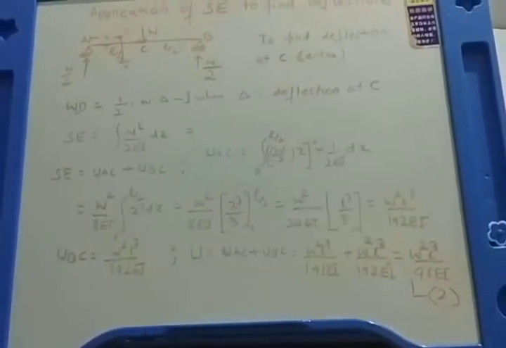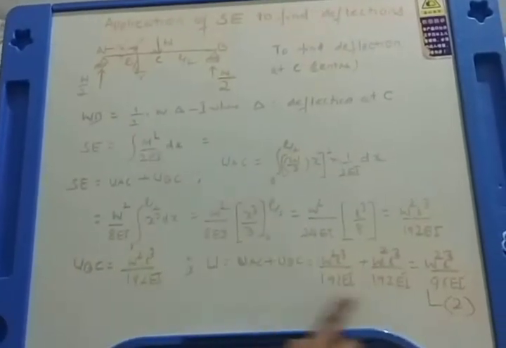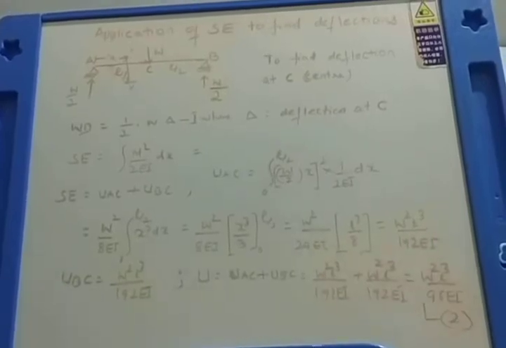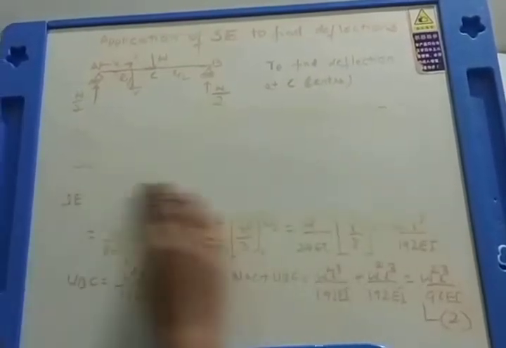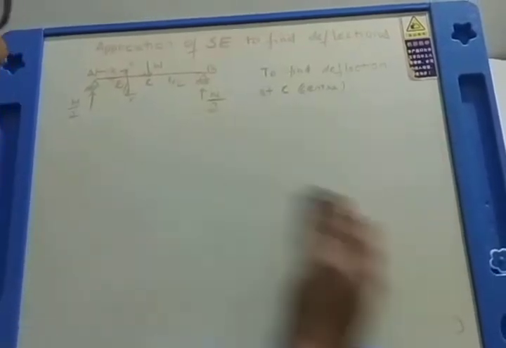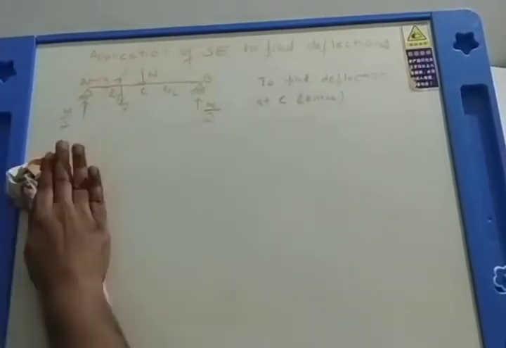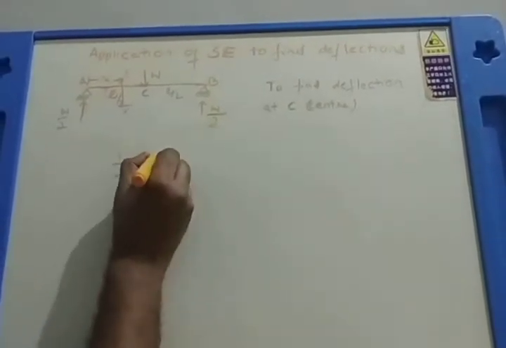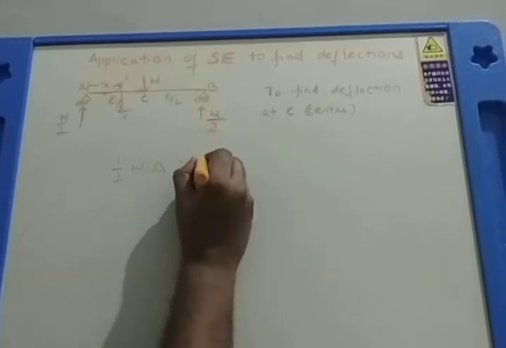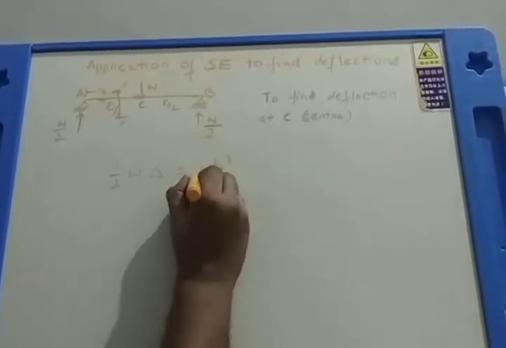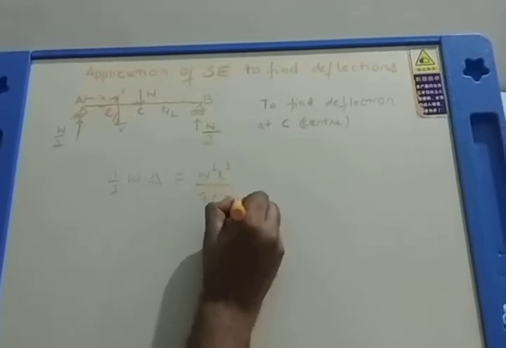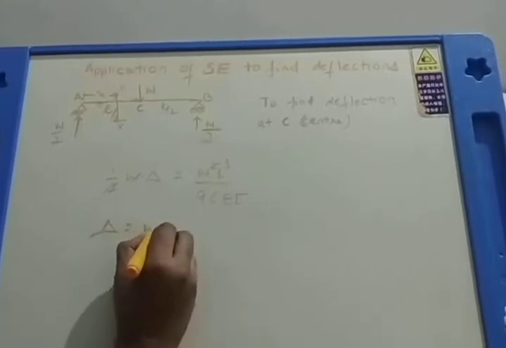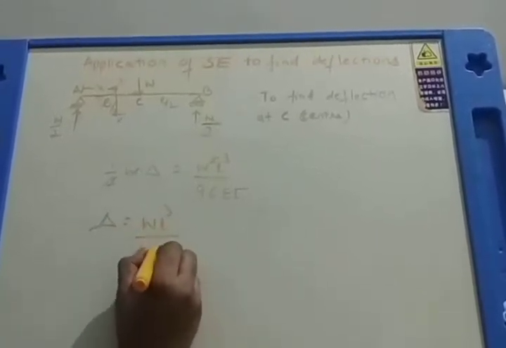So you have found equation 1, that is half W delta, and you have the total strain energy of the structure, W square L cube upon 96 EI. The principle of strain energy says that we have to equate both. That means equation 1 is equal to equation 2. So if you do that, you will get half W delta is equal to W square L cube upon 96 EI. One W is getting cancelled, so you will get delta is equal to W L cube upon 48 EI.